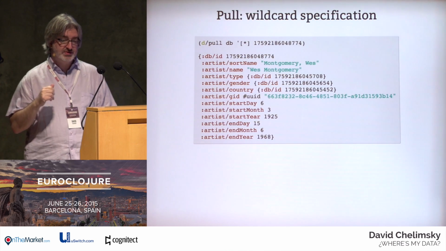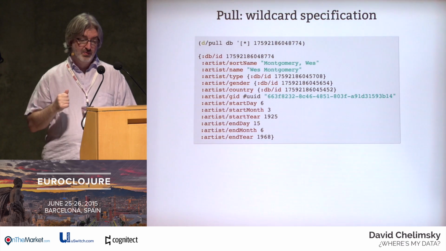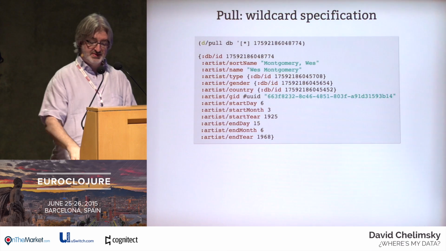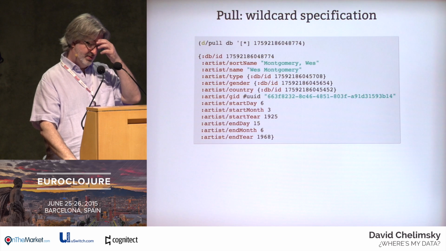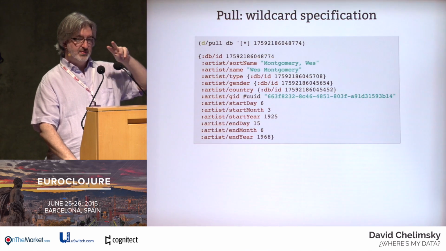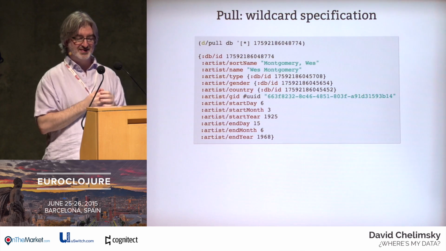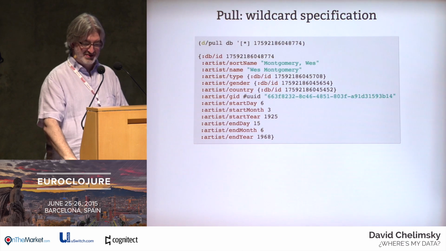So if we were to use the wildcard specification, which is just a star, we're going to get back all of the values associated with that entity. But this is different from the entity object. I realize I'm using the word entity in two different ways. So there's the conceptual entity, which is the collection of facts with the same entity ID, and there's the entity map that we got from the entity function.